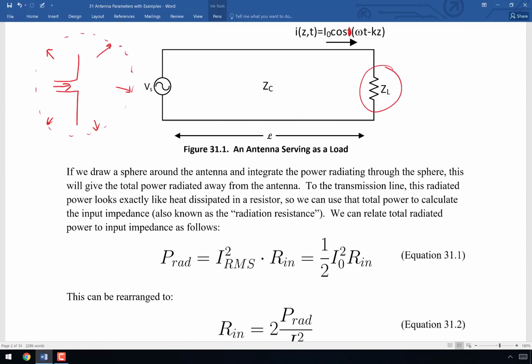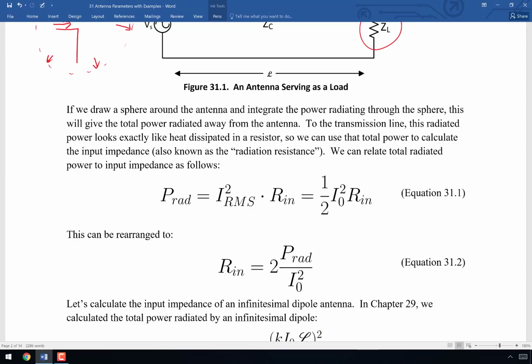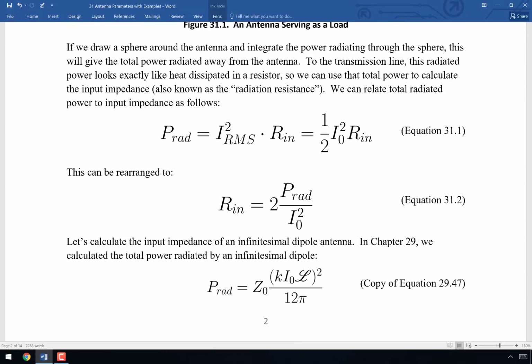So we can say that the radiated power is equal to I RMS squared times the input impedance, or just I sub 0 squared over 2 times the input impedance. And we can then rearrange that to calculate the input impedance, or the input resistance of an antenna, is going to be 2 times the radiated power divided by I sub 0 squared.